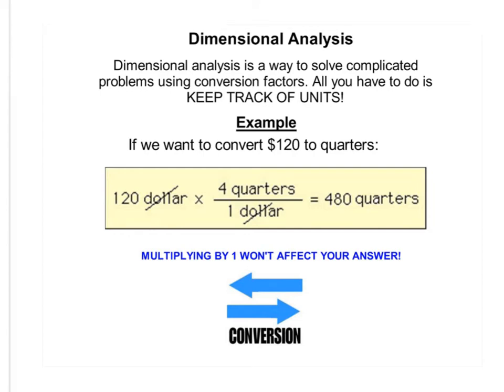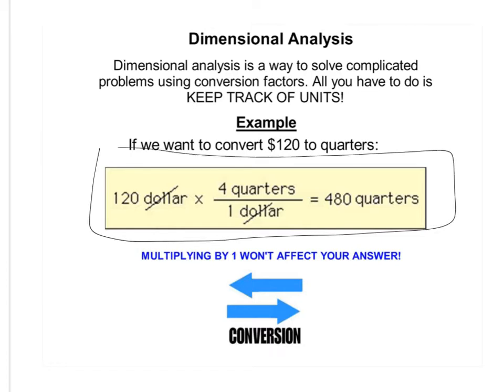These notes are over dimensional analysis, and dimensional analysis is just a way to solve complicated problems in chemistry using conversion factors. And it's very easy. All you have to do is keep track of your units. So if we wanted to convert $120 to quarters, you could probably do that math in your head. And this is what it would look like on paper.